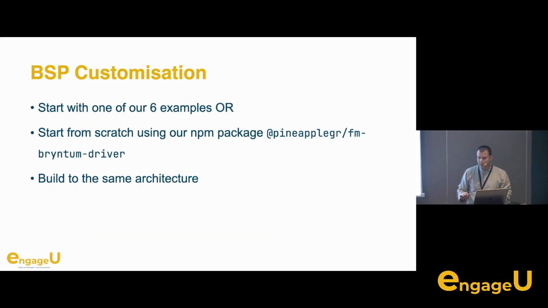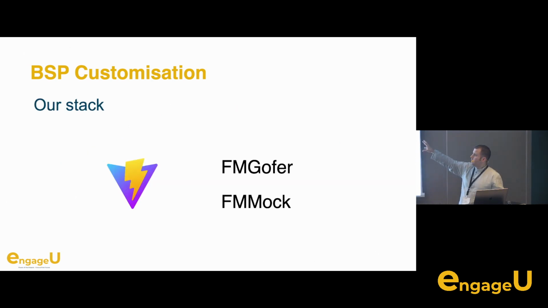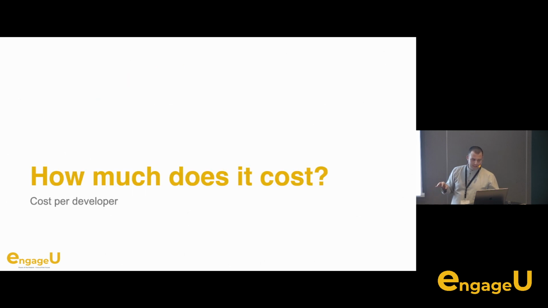So this is how you can customize it in the repository. We make a reference that we are using, as I said, FMGopher, FMMock. We use Vite for our development environment. Vite is just a simple hot replacing server on your VS Code. It's very lightweight and it's very popular as well. It's fashionable now.